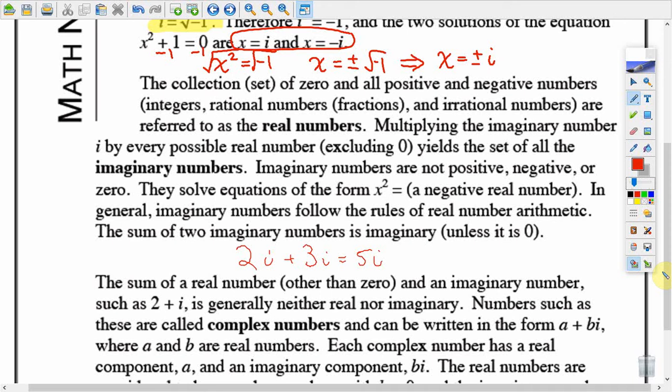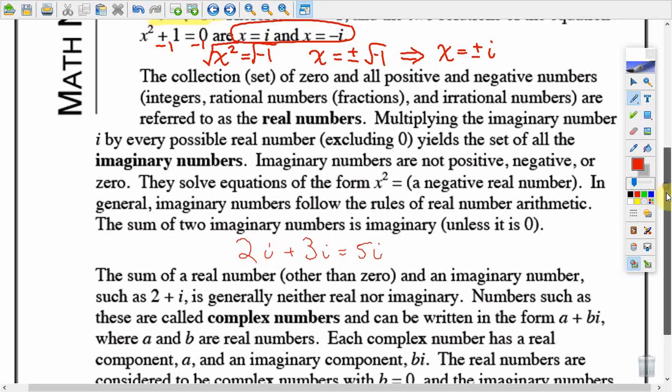So, in general, imaginary numbers follow the rules of real number arithmetic. The sum of any two imaginary numbers is an imaginary number unless it's 0. So, as a little example, 2i plus 3i equals 5i. Okay, we're going to treat that just like another variable. So that's 5 times the square root of -1.